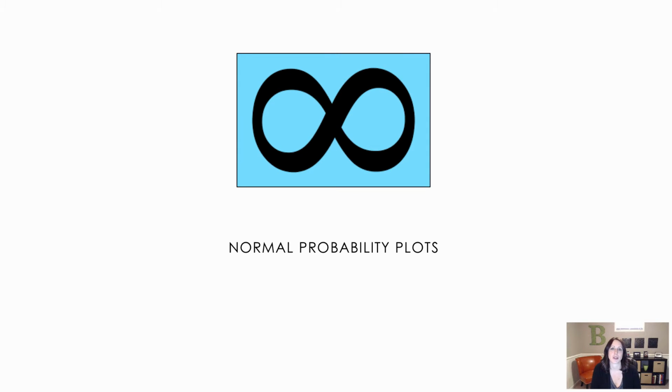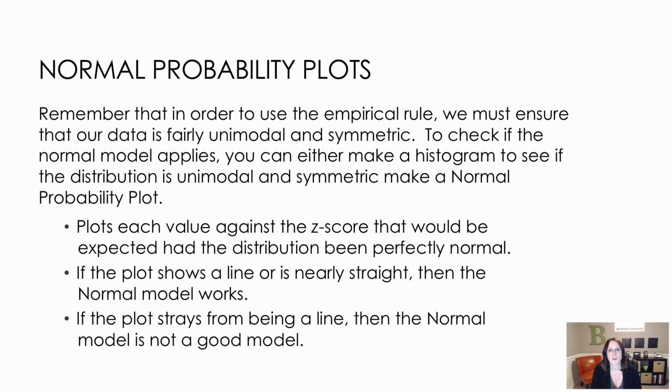Finish out this week's module talking about normal probability plots. And we've talked before about the fact that if we're going to use a normal model, we need to know that it's unimodal and symmetric. And we've talked about how to create a histogram on our calculators or in StatCrunch or wherever else to ensure that it actually is unimodal and symmetric.